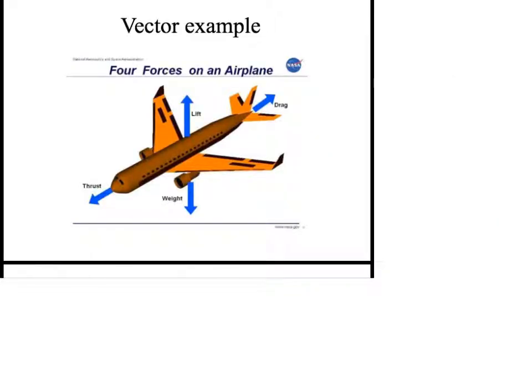Here's an example of what we use vectors for. Vectors are just a way we express force. So this airplane has lift. That's one force acting on it. It has weight. That's another force acting on it. It has air resistance pulling it in that direction, but thrust is moving it in the third direction. This is also an example of Newton's third law. For every force, there's an equal and opposite force. For every action, there's an equal and opposite reaction.